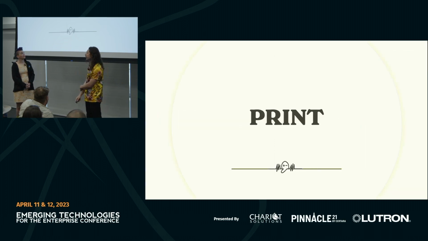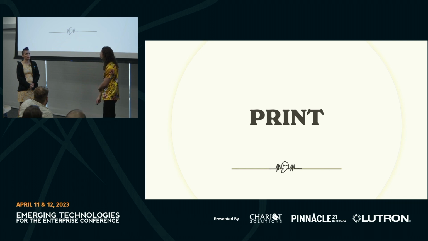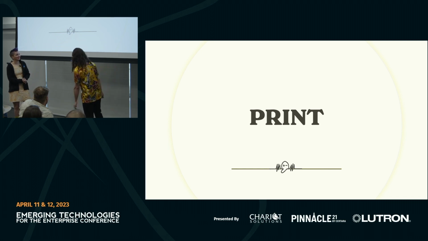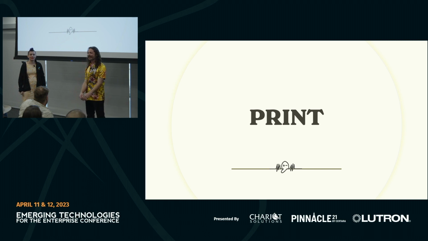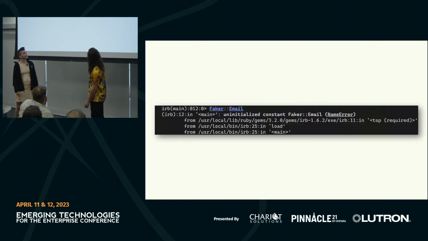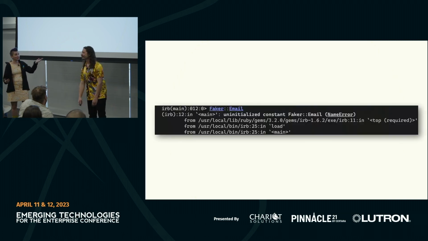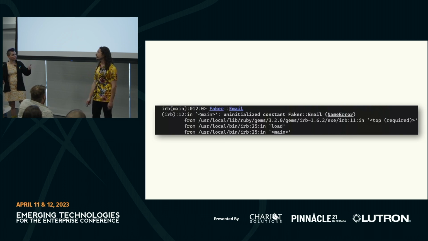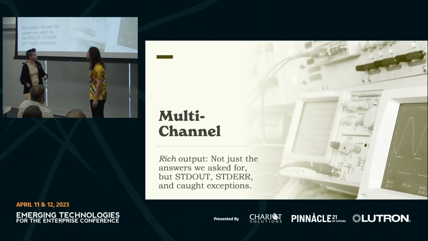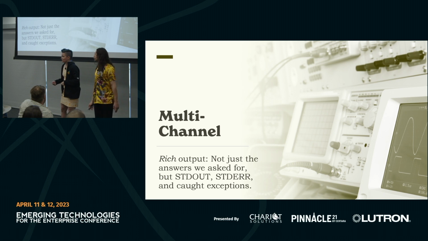Exactly. Okay, so that's read and eval. Then, after you poke the system with a stick, something probably comes out. Print. It gives you an error. And then you get to read the error because the output is rich. So we call it multi-channel. You get standard out, you get standard error, everything that happens, here it is, your problem now.